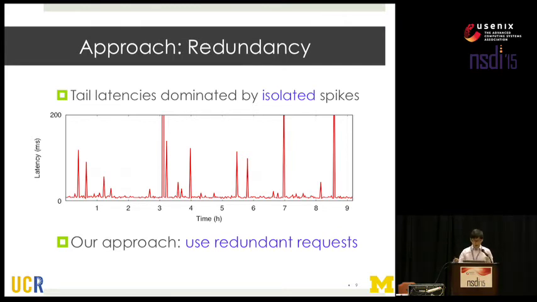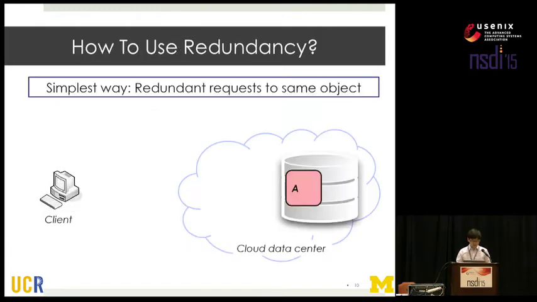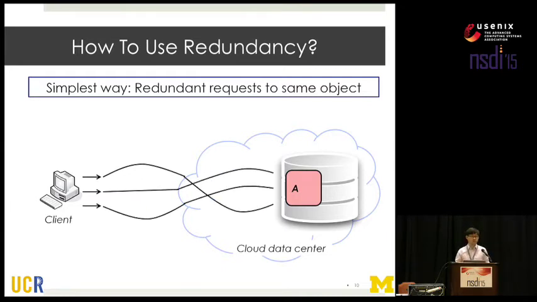So let's consider a client that wants to fetch an object in the storage service. The simplest way to use redundancy is just to issue redundant requests for that object. And this simplest approach can offer some benefits because the redundant requests may take different internet paths, or different data center network paths, or may be served by different replicas inside the storage service. Note that the replicas are created by storage services for load balancing and fault tolerance purposes, but here we can leverage them to avoid a slow replica.